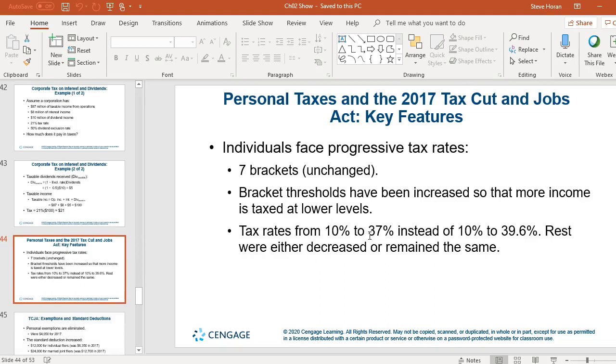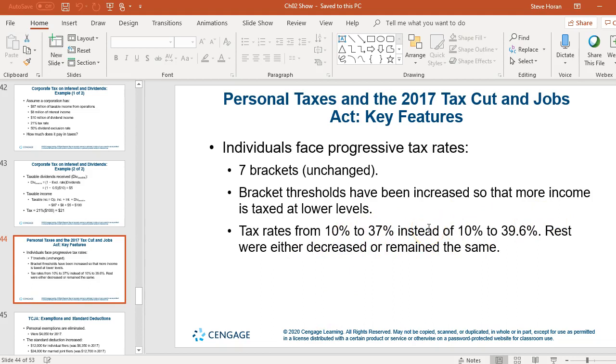On the personal side, the law changed a few things also. Before and after the law, there still is a progressive tax bracket. There's still 7 brackets under the old law and the new law. Now, the rate variability between the brackets increased. That's changed a little bit, and the tax rates dropped. Under the old law, the highest bracket was 39.6%, and under the new law, the highest bracket is 37%. And it says the rest of the other brackets either decreased or remained the same. So there were no increases.